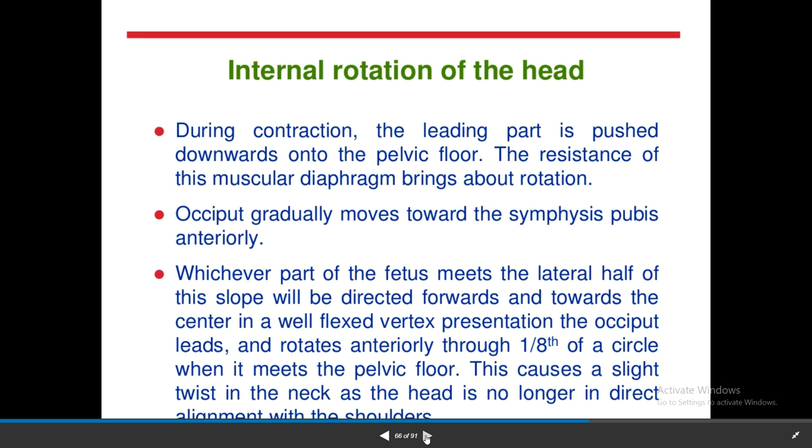Whichever part of the fetus meets the lateral half of the slope will be directed forwards and towards the center in a well-flexed vertex presentation. The occiput leads and rotates anteriorly through 1/8 of a circle when it meets the pelvic floor. This causes a slight twist in the neck as the head is no longer in direct alignment with the shoulders.